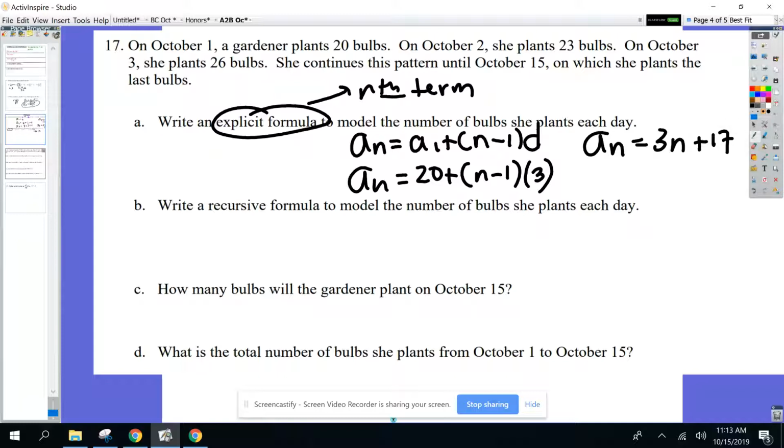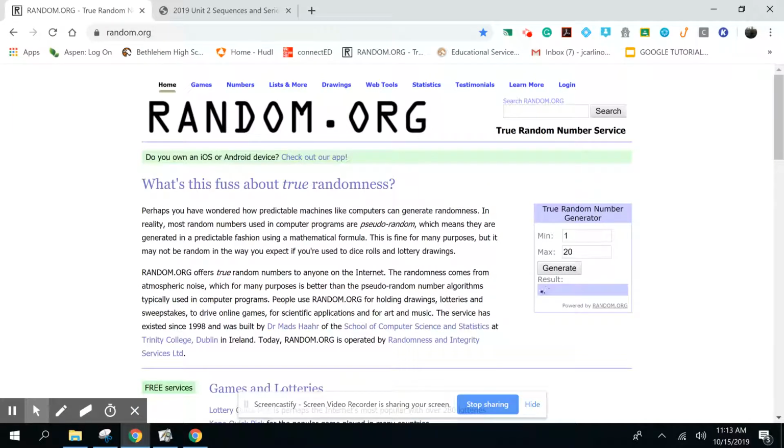Okay. Here's the real reason I'm doing this. It's for part B, because we had a real struggle with this on the quiz. Write the recursive formula now. A lot of you guys gave me this for the recursive. That's not recursive. Remember, recursive comes in 2 parts. What's the first part? You always have to write it down in any recursive formula.